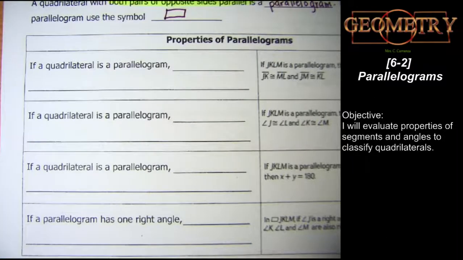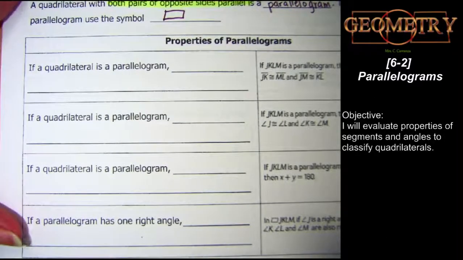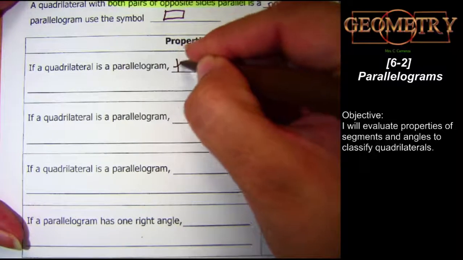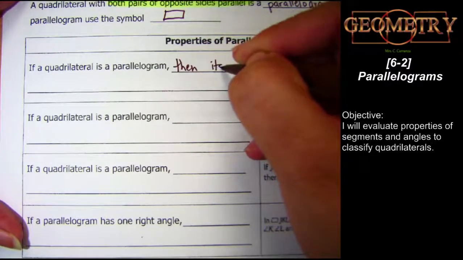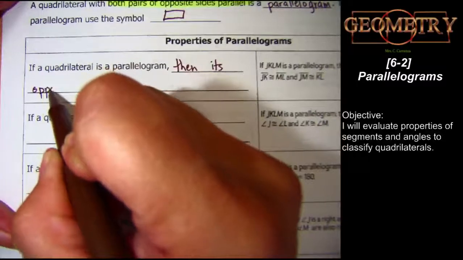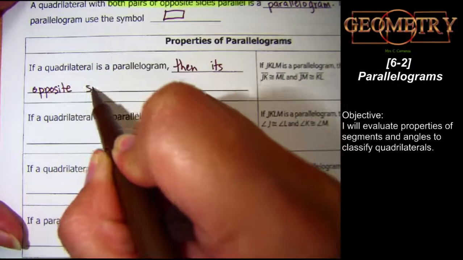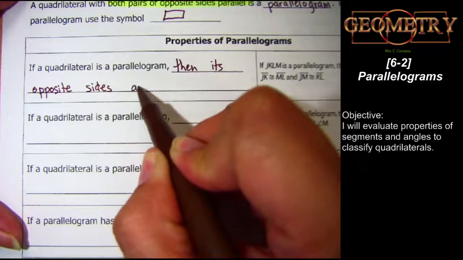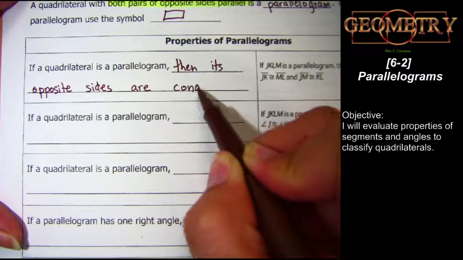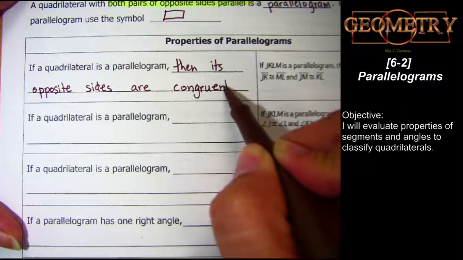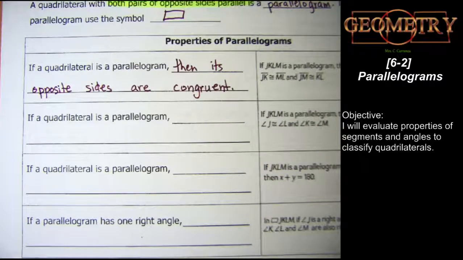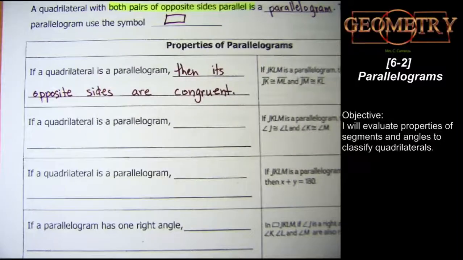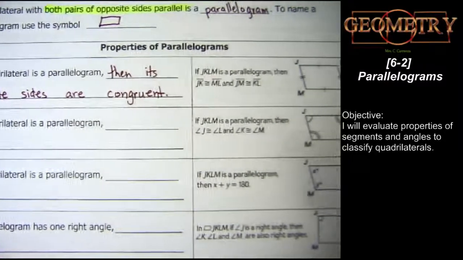I need my cheat sheet. I don't remember them all. Okay. The first property says, if a quadrilateral is a parallelogram, then its opposite sides are congruent. If a quadrilateral is a parallelogram, that is, both pairs of opposite sides are parallel to each other, then those opposite sides are congruent. Okay, I'm going to scroll here to the right so that you can see the diagram.